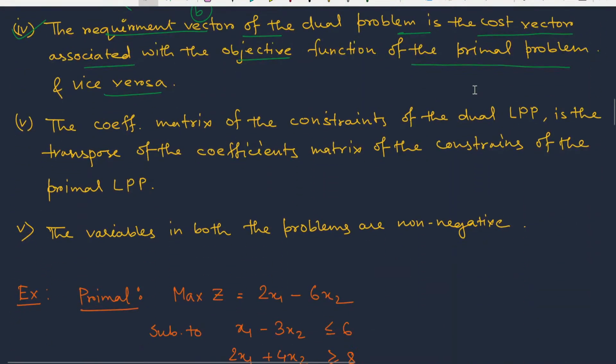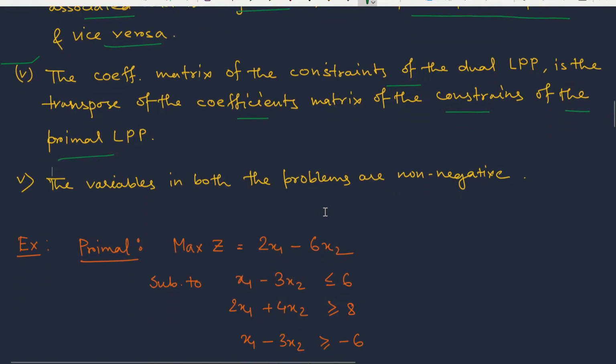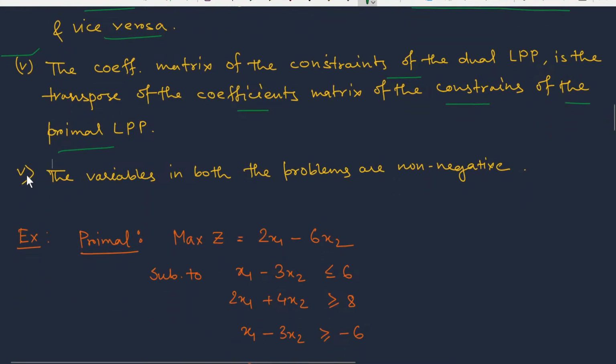Number 4 is the coefficient matrix of the constraints of the dual LPP is the transpose of the coefficient matrix of the constraints of the primal LPP. Now number 5 is the variables in both the problems are non-negative. That is, if the xi are the decision variables in the primal problem satisfying the non-negative conditions, and if the ui are the decision variables in case of dual, then the ui are also greater or equal to 0.